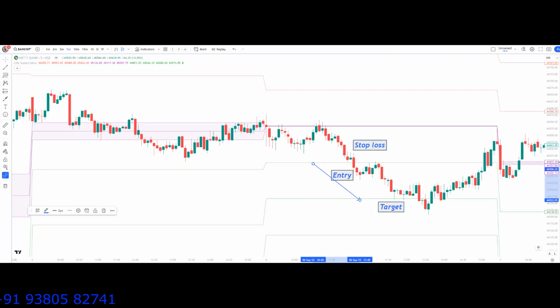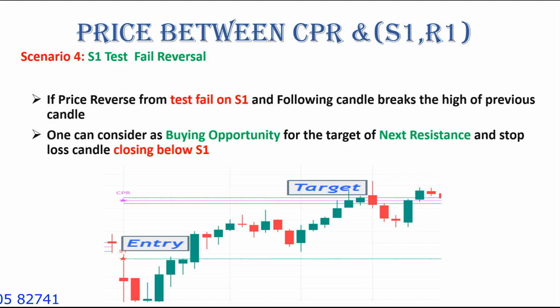Okay. Next is scenario number 4, S1 test fail reversal. Now we are seeing that the price is in between CPR and S1. Previously we have seen that if you are getting any breakdown from S1, we can look for a short trade for the target of S2.